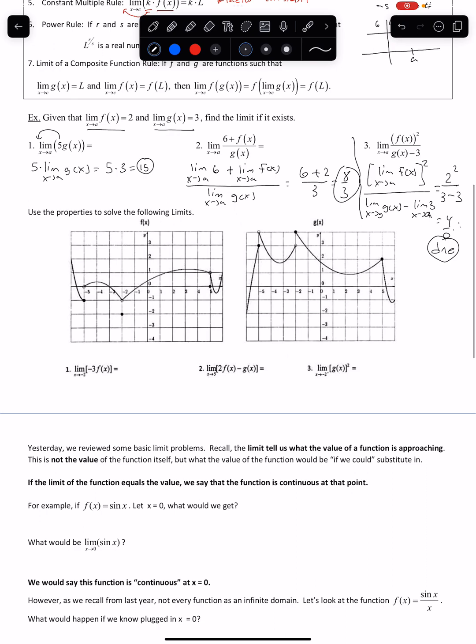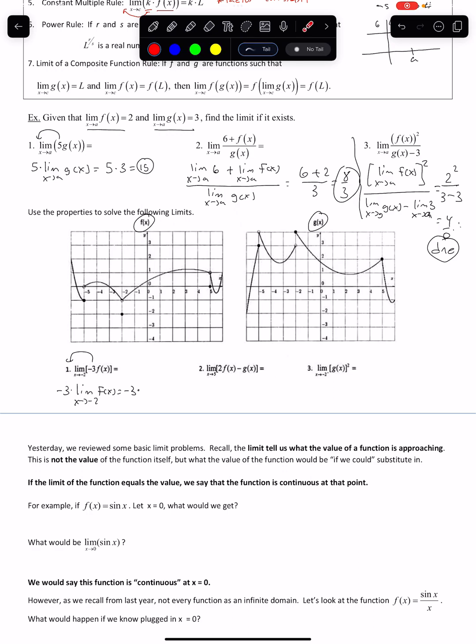Graphically, the same way. For number 1, here's f of x, here's g of x. The limit as x approaches negative 2 of negative 3 times f of x. So we're going to apply that constant rule. So negative 3 times the limit as x approaches negative 2 of f of x.